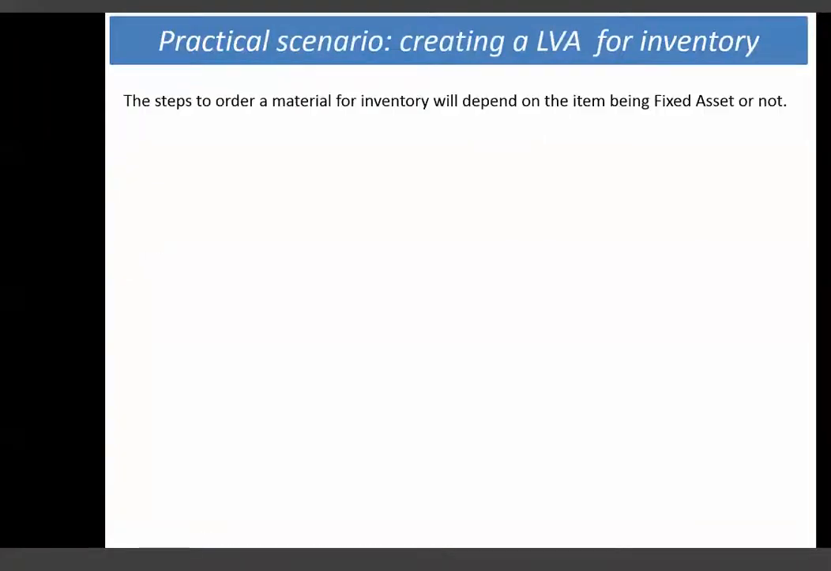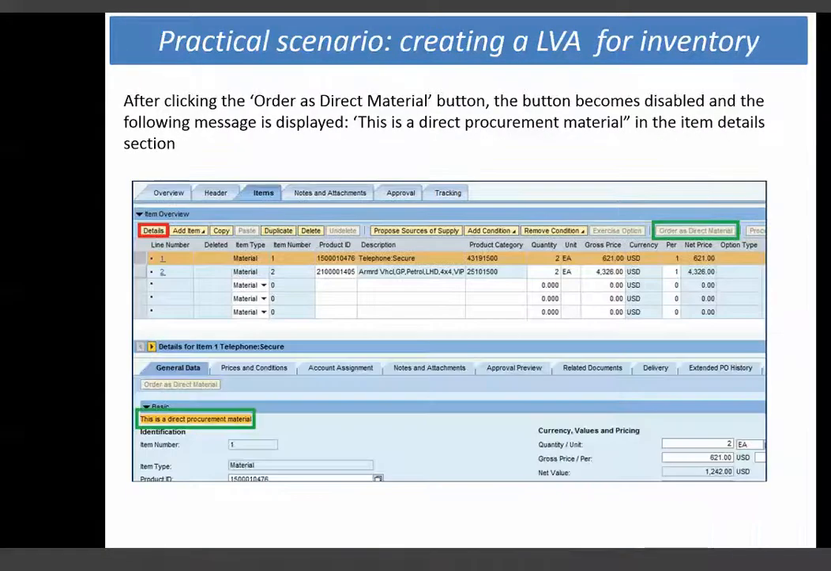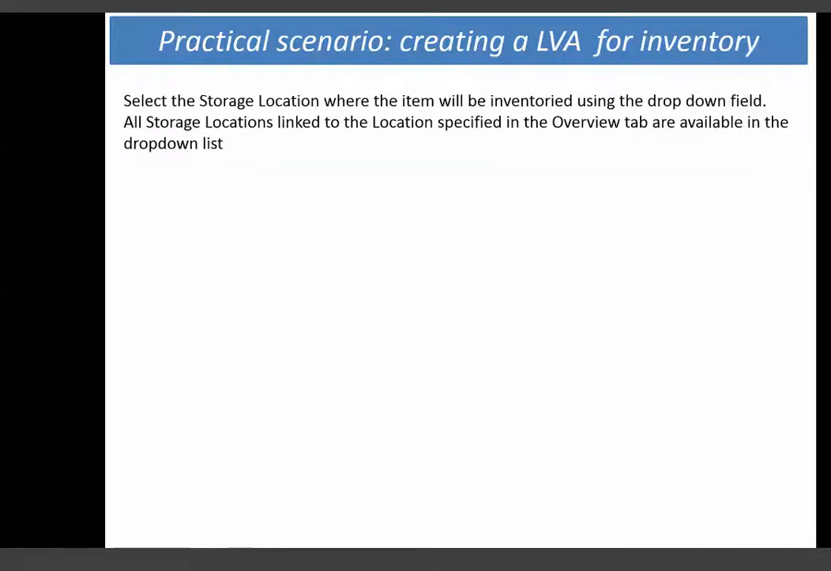Low value for inventory. So the same as we said, the behavior of the system will be different if we select a 21 series product ID or not. But what we have seen is that we have to select the product ID and click on the button Order as Direct Material. It's not a checkbox, it's a button. Then this button becomes disabled and the following message is displayed: this is a direct procurement material in the item details section. In this way, we can double check that we are doing it correctly.